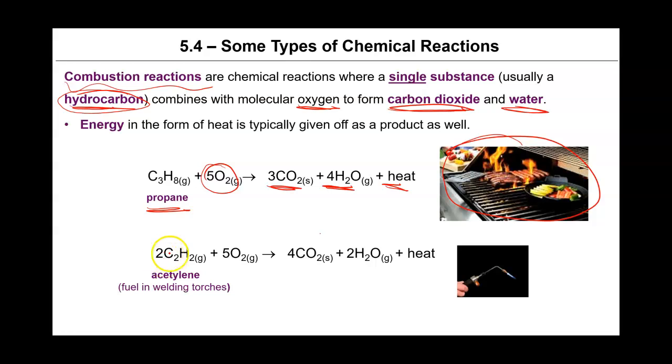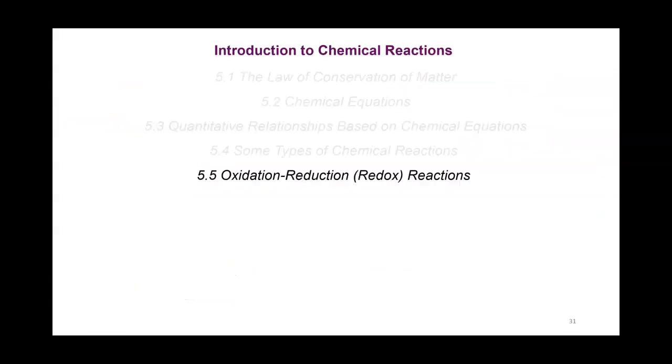Something like acetylene also provides an example of a combustion reaction. Acetylene is a gas used in welding torches, and it combines with oxygen to form CO2, gaseous water, and a whole bunch of heat. So that concludes section 5.4. We didn't talk about oxidation reduction reactions in that section because we're going to talk about those in section 5.5.